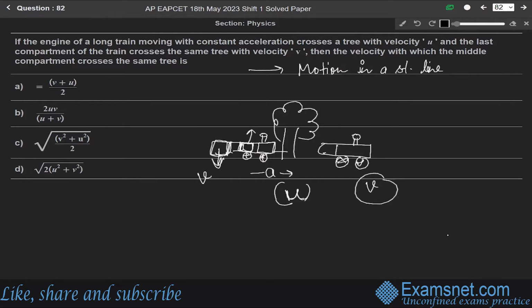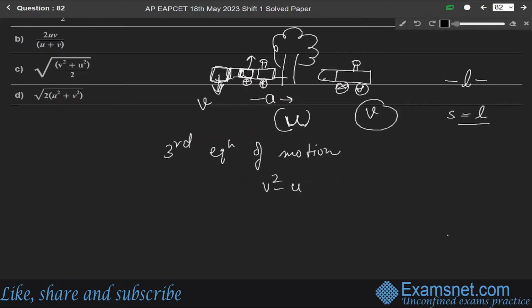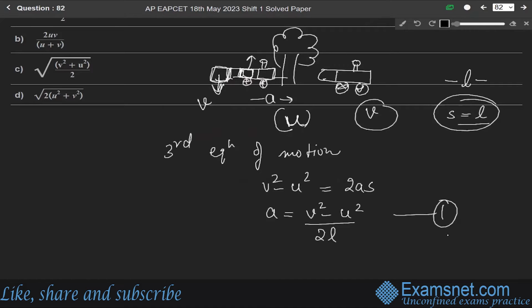So for this particular question, the displacement will be equal to the length of the train. If the length of the train is L, the displacement S will be equal to L. According to the third equation of motion, we can write v square minus u square is equal to 2as. So from this, a will be equal to (v square minus u square) over 2s. S means L. Let us say this is equation number 1.